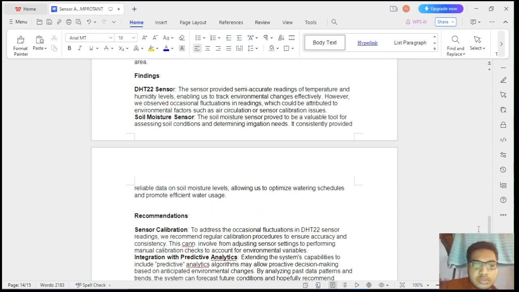Now, the soil moisture sensor could also be a valid tool to assess the soil condition and determine irrigation. This one provided consistent data, allowing us to optimize the water schedule and promote efficient water use. But I recommend using the capacitive one instead of my resistive one, because my resistive one corroded too fast. So it is recommended to use the capacitive one.